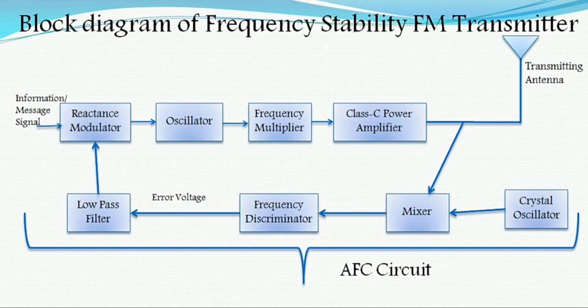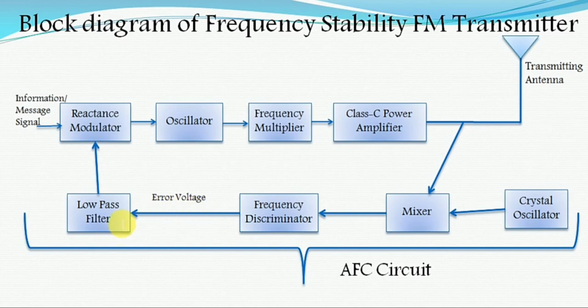Now what will the frequency discriminator circuit do? It simply generates an error voltage that corresponds to the difference frequency at the output of the mixer. So the output of the frequency discriminator circuit is an error voltage. If this error voltage is 0, then we can say that there is no shift in the frequency of the carrier signal that is used for transmission of the FM signal. If there is an error voltage, that is, a correction voltage, then it is passed through a low pass filter.